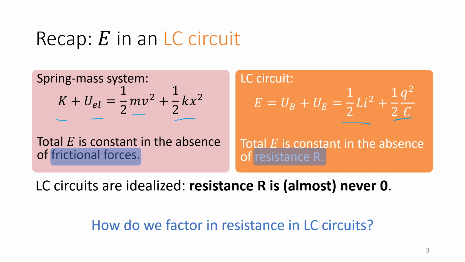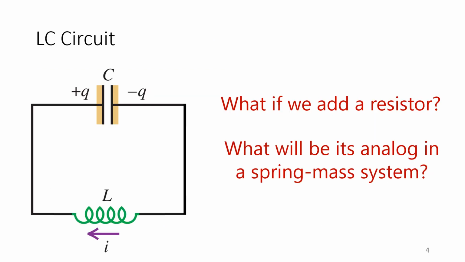The answer may be pretty simple, but the fact that we consider resistance in LC circuits means that our differential equation is going to change. The answer is pretty obvious. You factor in resistance in circuits by slapping a resistor in the circuit. So this is our LC circuit. All we need to do is draw something like that, and then you have a cute little R there.